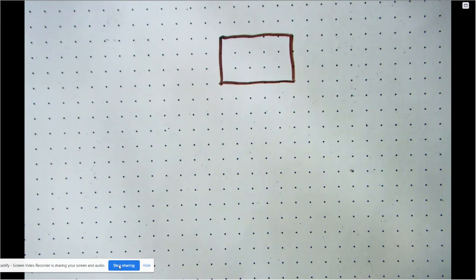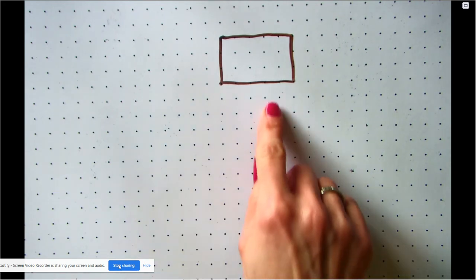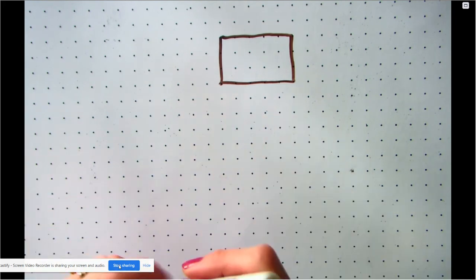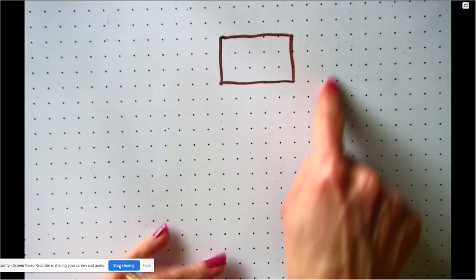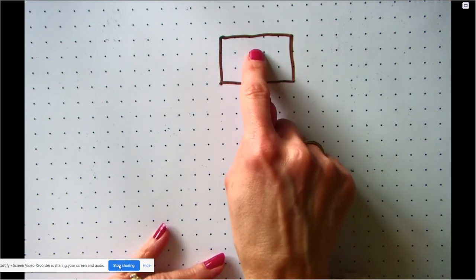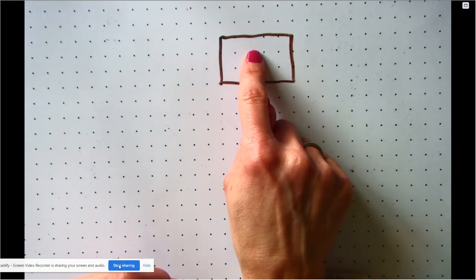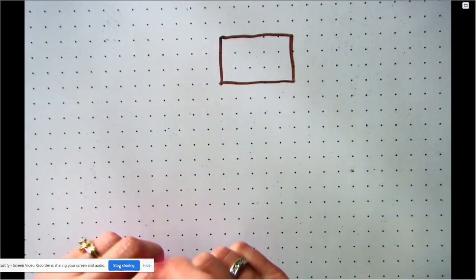We've learned a lot about area and perimeter in the last week. So let's just think about it. Area and perimeter, how are they different? The perimeter is around the outside of a figure. The area is on the inside. It's the number of square units on the inside.